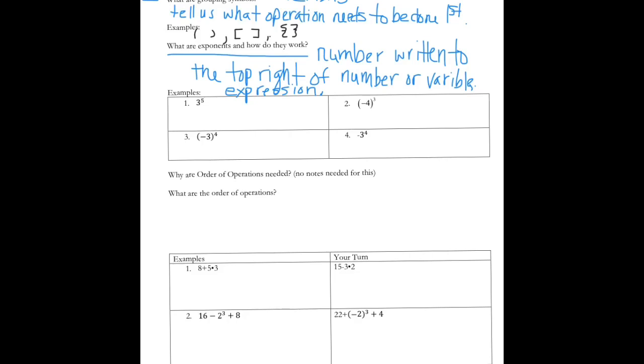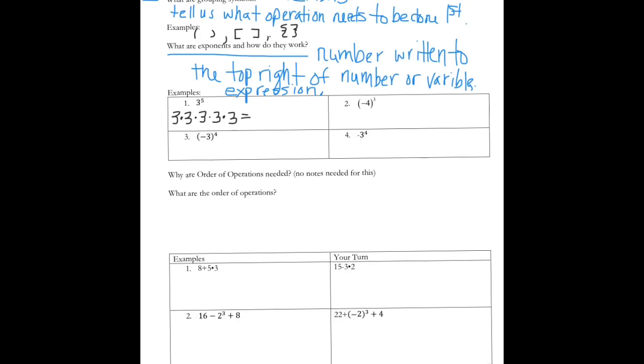So for example, we have 4 examples, numbers 1, 2, 3, and 4. I would like you to write these down. So example number 1 is 3 to the 5th power. Well, what does that mean? That essentially means 3 multiplied by itself 5 times. Times 3, times 3, times 3, times 3. It does not mean 3 times 5.